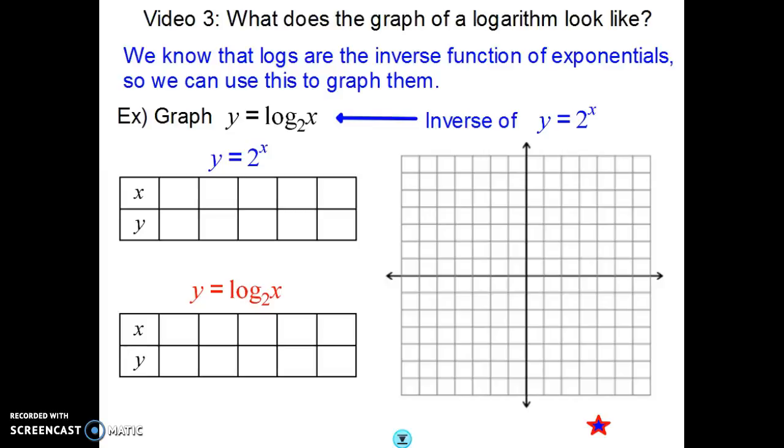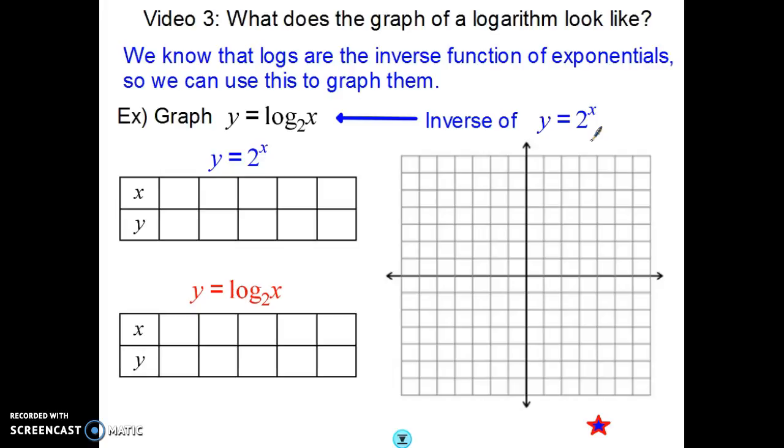In this last video, what we want to look at is what does the graph of a logarithmic function look like? Well, if you remember from the first video, we said that logs are the inverse function of exponentials. So we can use this to help us graph them. So for example, if we want to graph y equals log base 2 of x, we can use the fact that this is the inverse of y equals 2 to the x, right? They are inverse functions of each other.